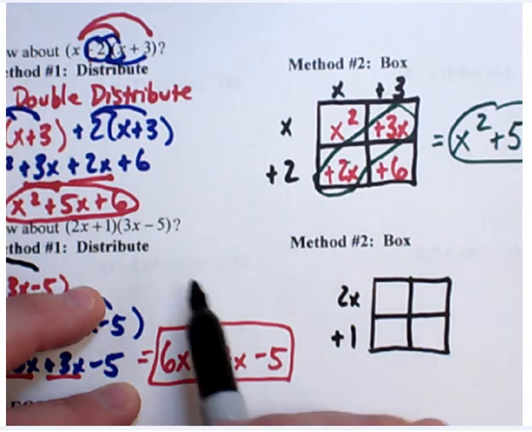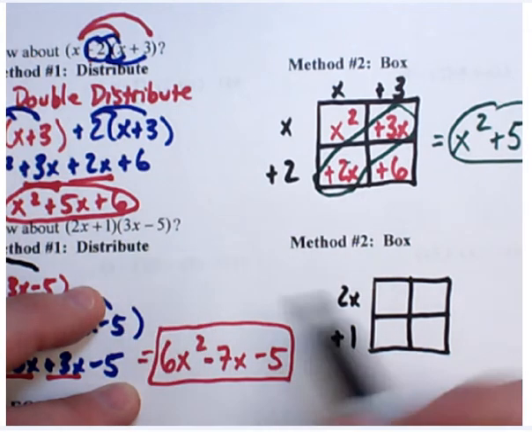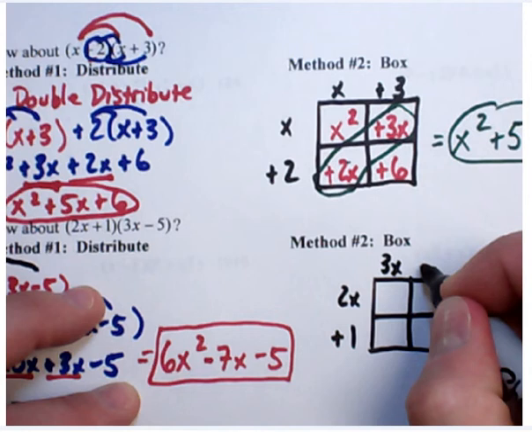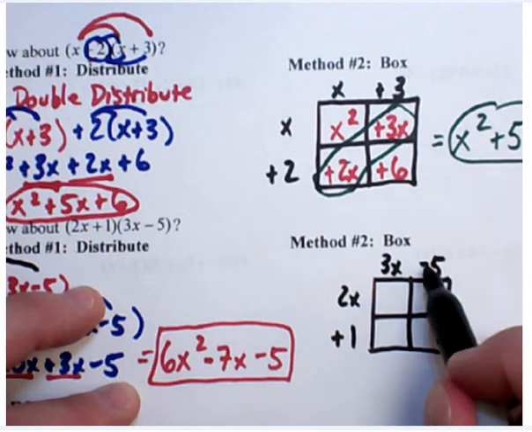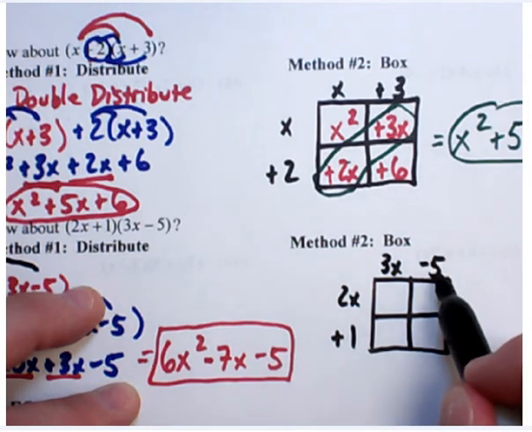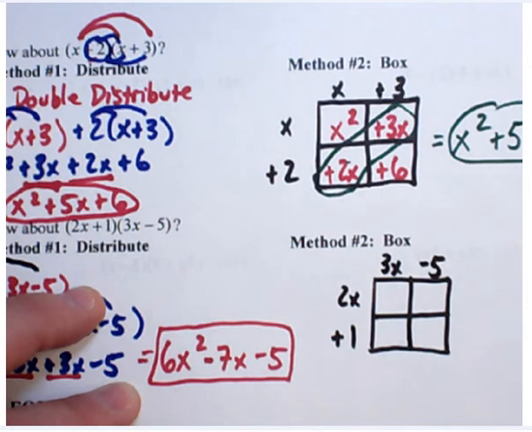And then the other term was 3x minus 5. So across the top, there's 3x. Subtract 5. And again, I'm going to put the minus or the plus next to the constant so I don't forget about it. Okay, step 2, multiply. Right? You're doing area like a times table.